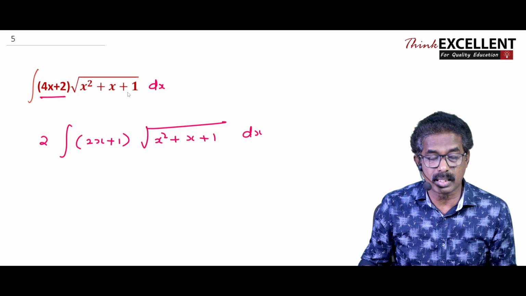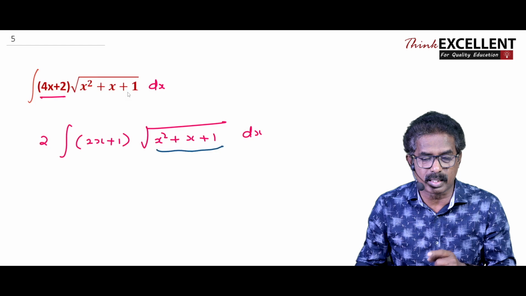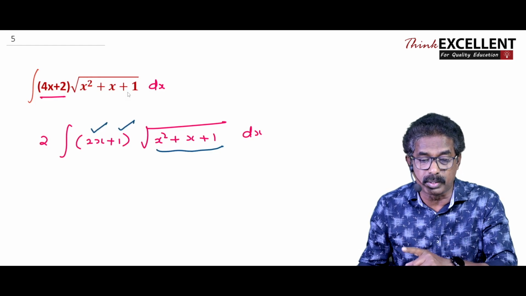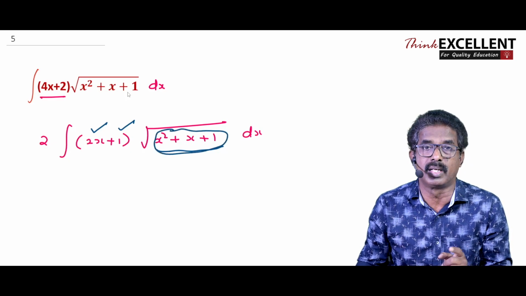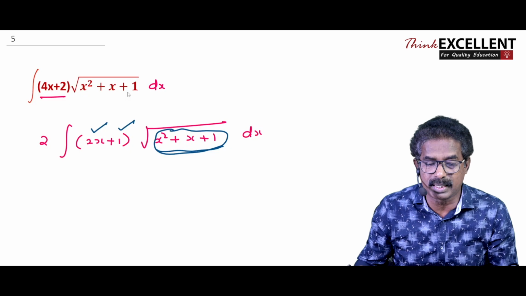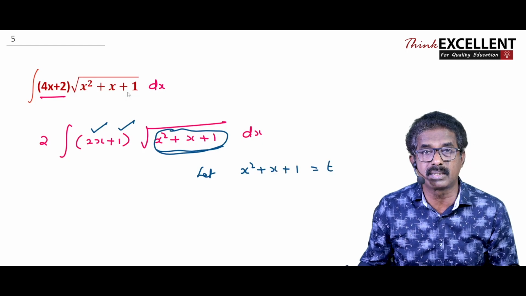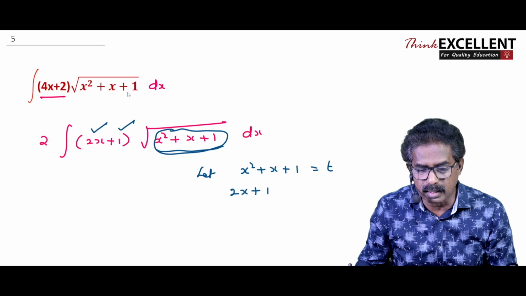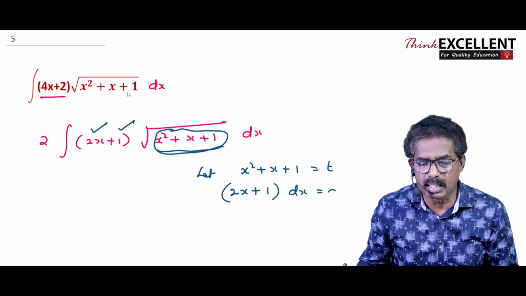Now you can get the idea, right? See the derivative of x square: the derivative of x square is 2x, plus x derivative 1, derivative of 1 is 0. So its derivative comes there. So take the part inside the root as t. Let x square plus x plus 1 equal to t. Differentiating, 2x plus 1 dx equals dt.